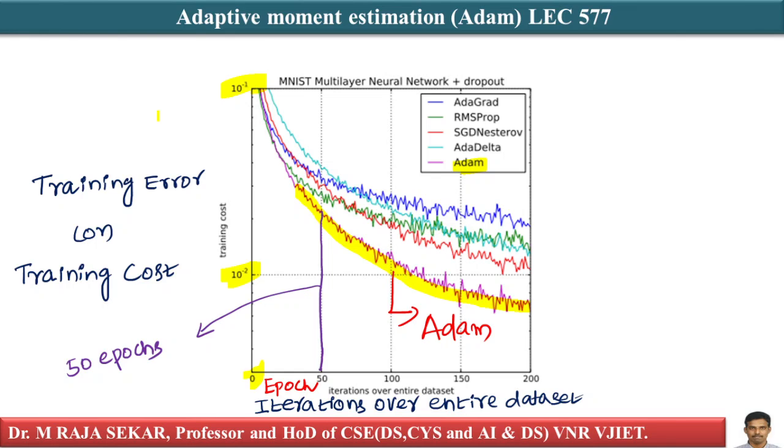What's happening here? The training error that you get with Adam is significantly lower than the training error that you get with ADA grad, RMS prop, GD Nesterov, and ADA delta. Adam, even in lots of experiments, has been shown to be extremely fast and works very, very well. My personal preference, if I have to choose an algorithm, is that Adam is one of the best algorithms that I choose.